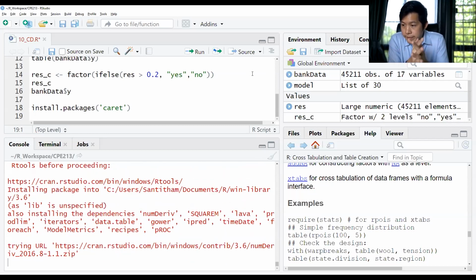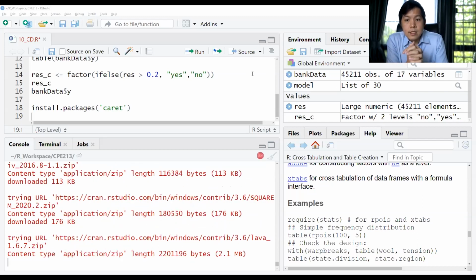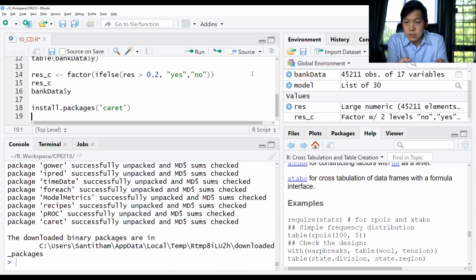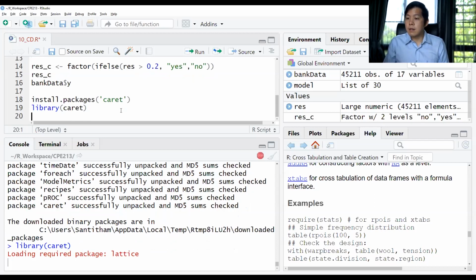Then wait for a while, right? Because this is a large package. This package contains a number of useful libraries. It contains functions that allow you to do cross validation to evaluate the model, and others. So it's done already. So let's go on. Need to load the library caret, and then in this library there is a function called confusionMatrix.